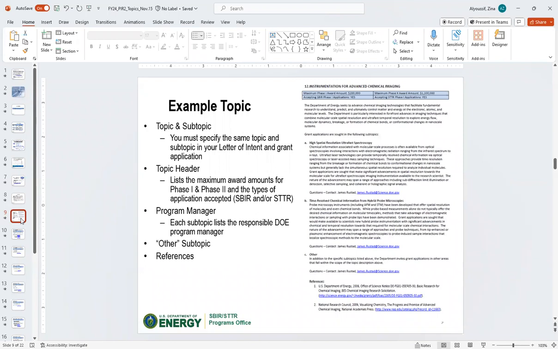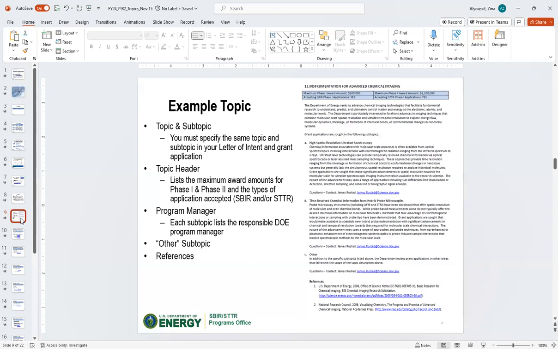So what does a topic look like? Here's an example for you. We always have a topic header, that is the blue bar you see below the topic title and above the description. It gives you important information like whether the topic accepts STTR, a yes or no, and the maximum award amount for that topic. Not all topics have the same information. They vary by program and by topic as well. So please pay attention to such information.